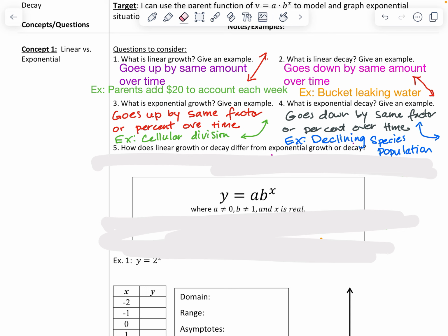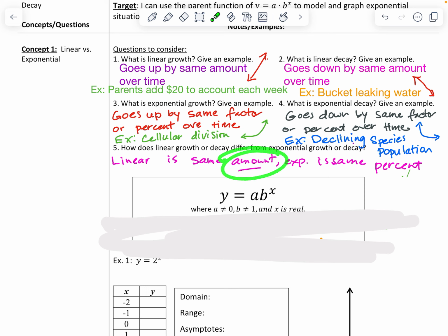How is linear different from exponential growth or decay? Well, the main thing is that linear is the same amount every time. Exponential is the same percentage or factor every time. So on one you're adding $5, but on this one you're adding 5%.